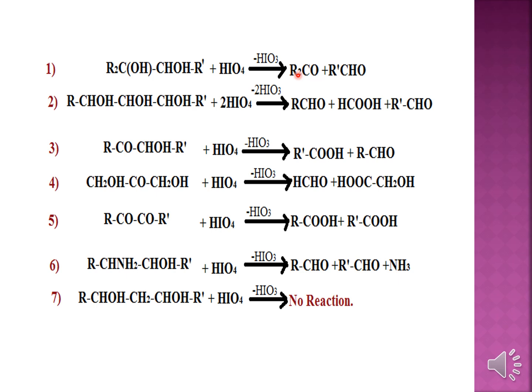Okay, the secondary alcohols are getting oxidized to the ketone molecules, and the primary alcohol is getting oxidized to your RCHO. Just remember the CHOH will be there, so that is getting converted into the CHO aldehyde.